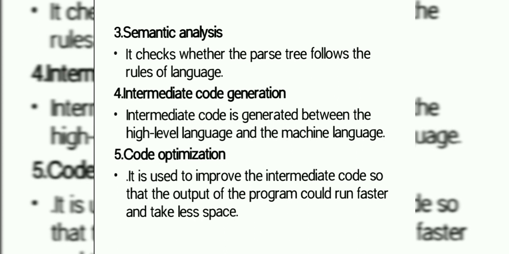Fifth, code optimization. Optimization is a method of code modification to improve code quality and efficiency. It tries to improve the intermediate code by making it consume fewer resources. There are two types of optimization and they are machine independent optimization and machine dependent optimization.